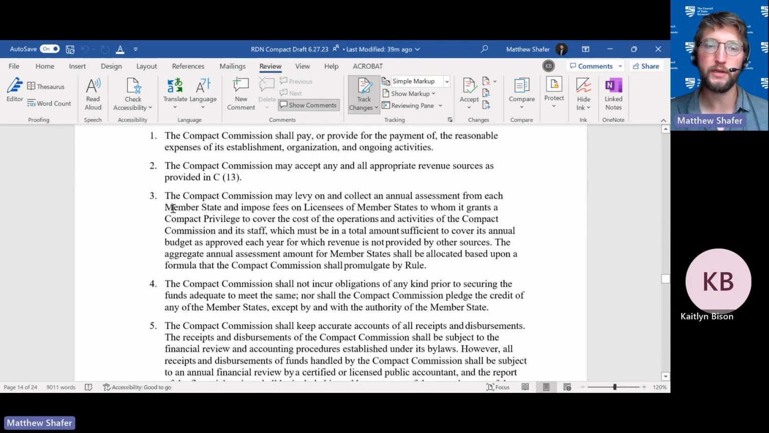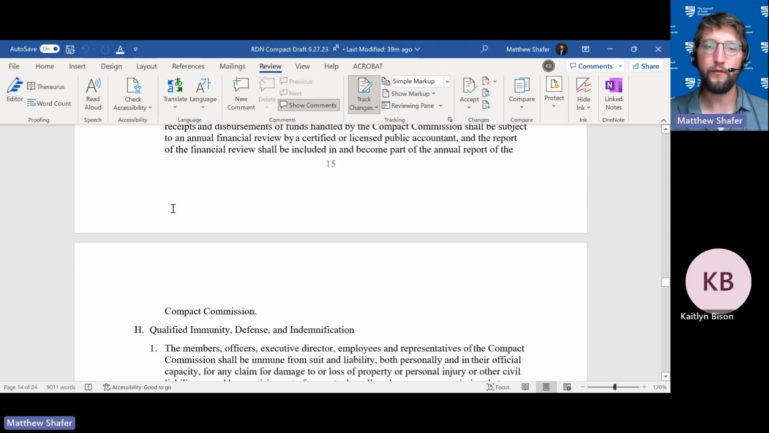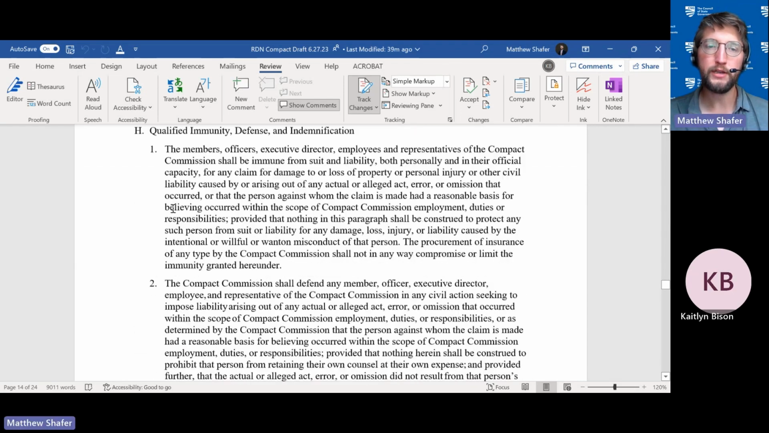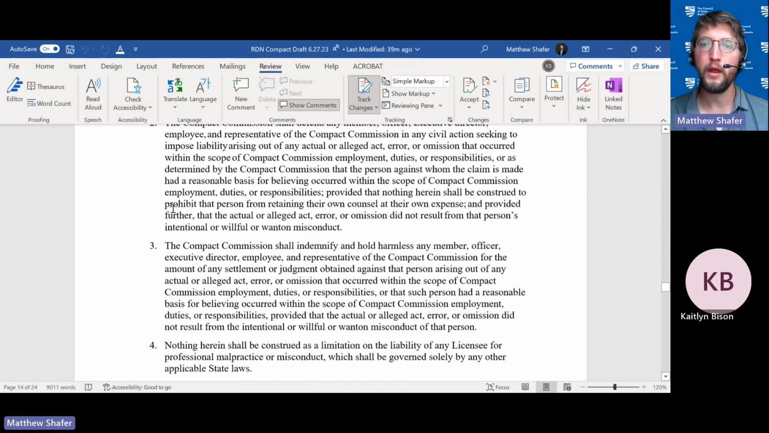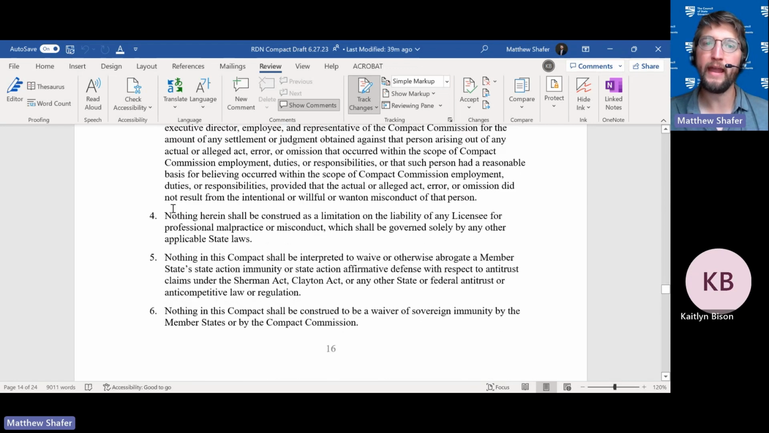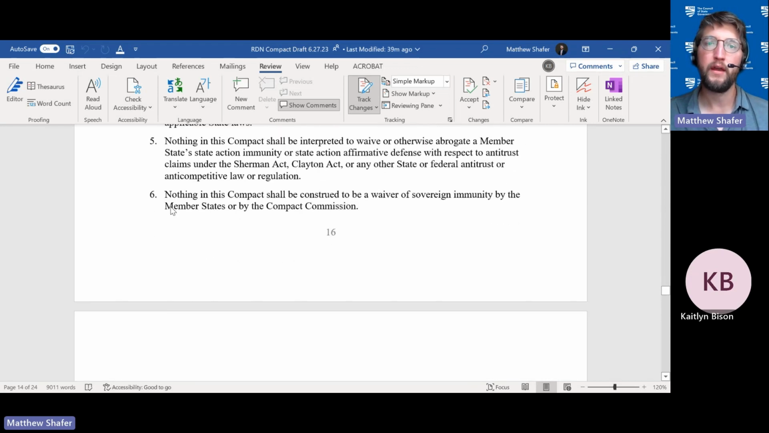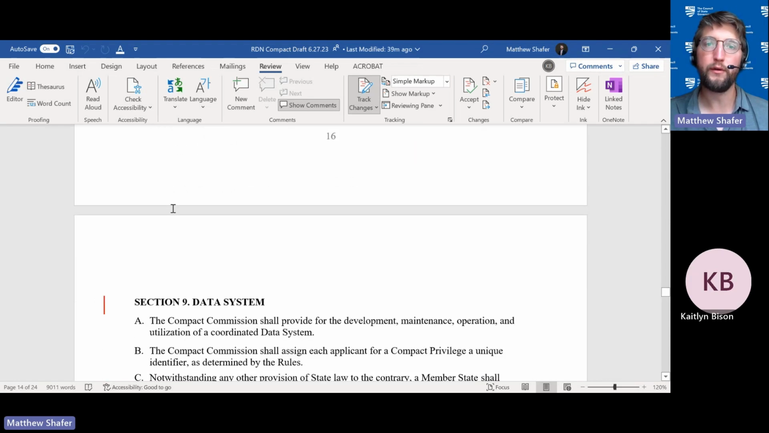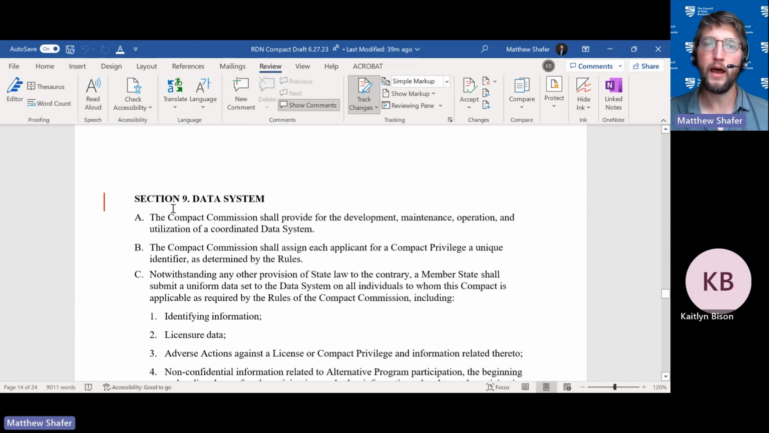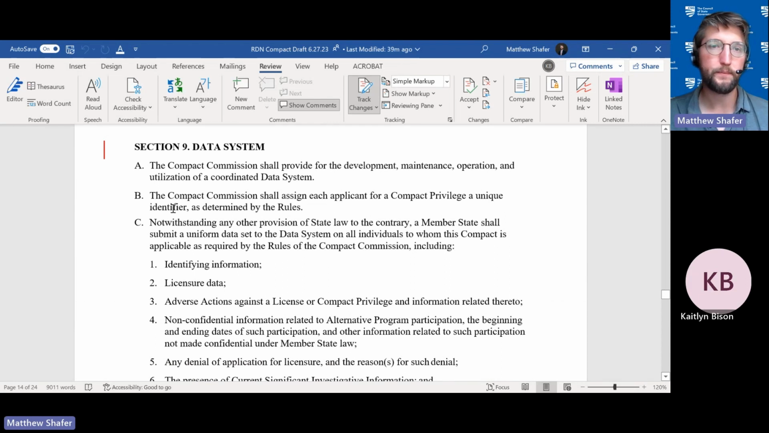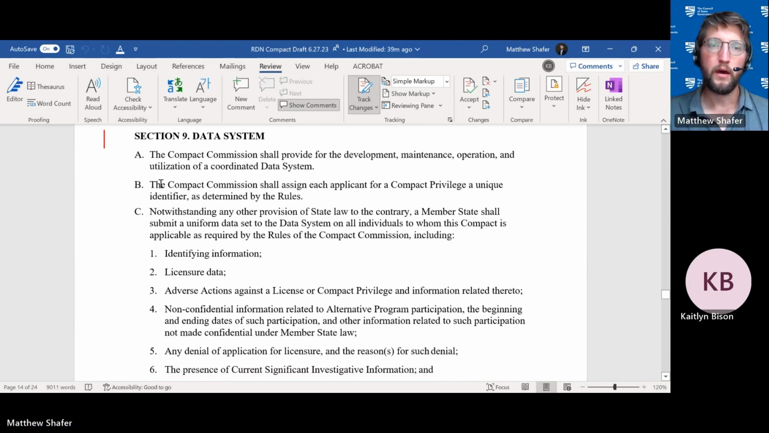G talks about how the commission can finance itself. H talks about qualified immunity for commissioners, so they are acting as a representation of their state and they can't be sued and held personally liable for any actions that they take. And that's the end of the commission section.